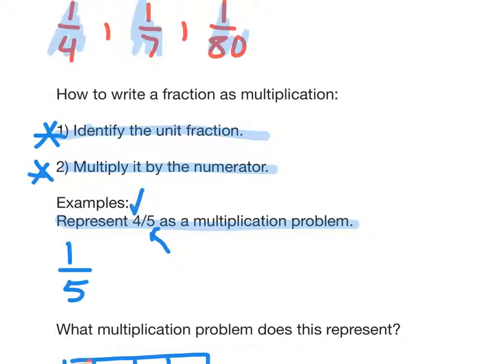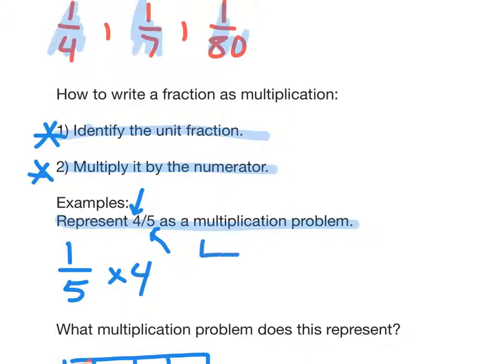Now I'm going to multiply it by the numerator. The numerator is the top number of the fraction we're talking about. So I'm going to multiply this by 4. So 4/5 as a multiplication problem would be 1/5 4 times. Does that make sense? If you have 1/5 4 times, you have 4/5.